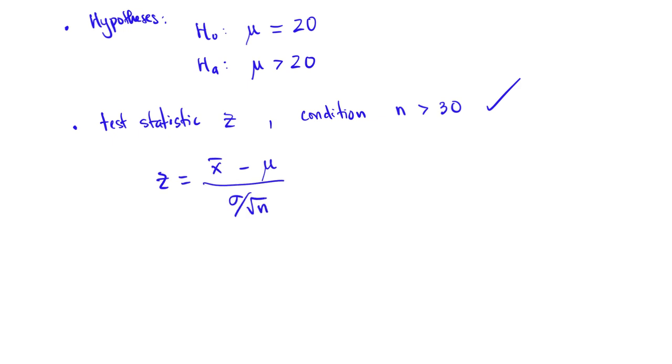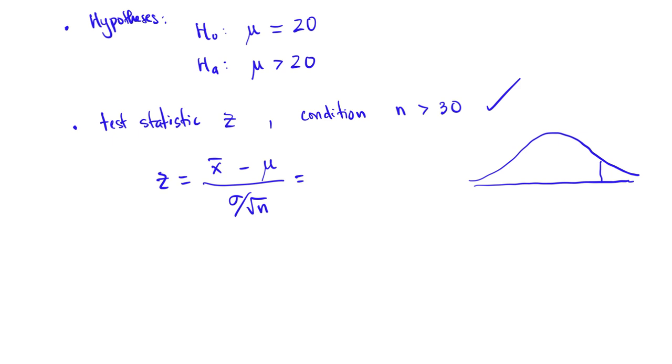And the reason why we check the condition is because the hypothesis test relies on the sampling distribution. The alternative hypothesis tells us that this is the right tail test because it is greater than. And so we're looking for this z value here.